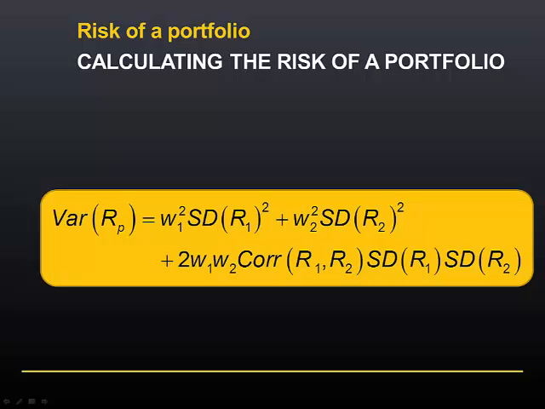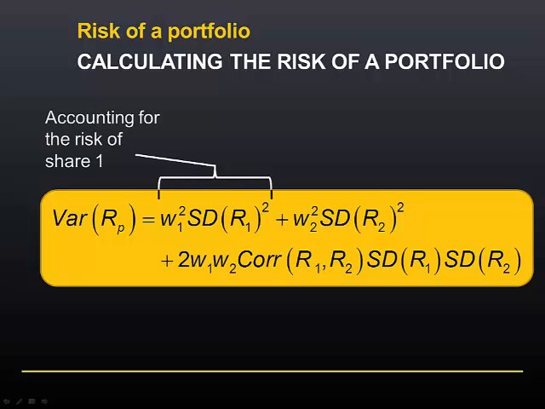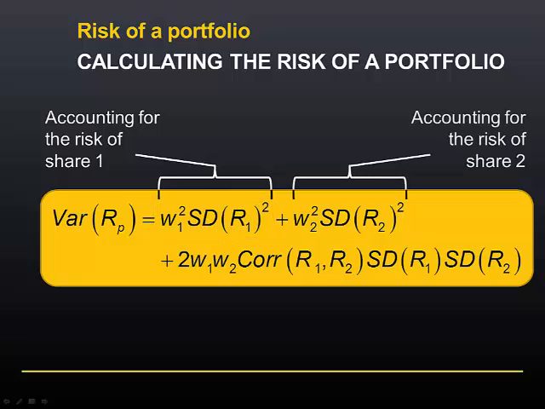This is the formula for the variance of a portfolio consisting of two different shares. It looks complicated, but we can break it down into a step-by-step process. This term accounts for the risk of share 1. It is the weighting of share 1 in the portfolio squared times the standard deviation of share 1 squared. This term accounts for the risk of the second share. Again, the weighting squared times the standard deviation squared.